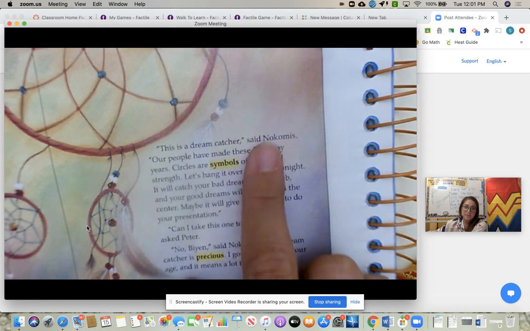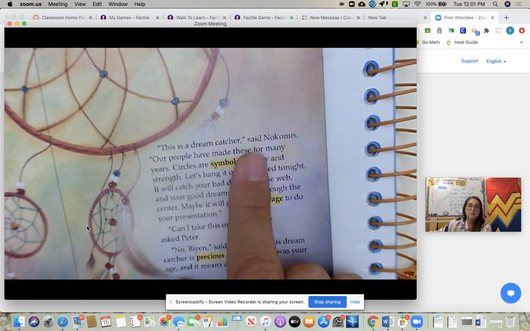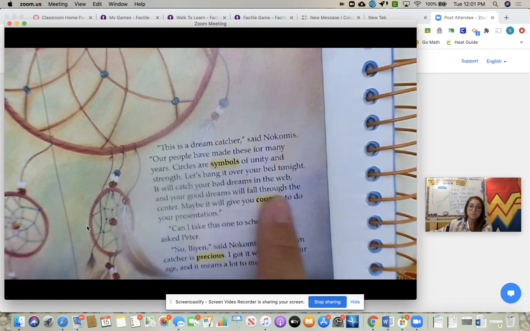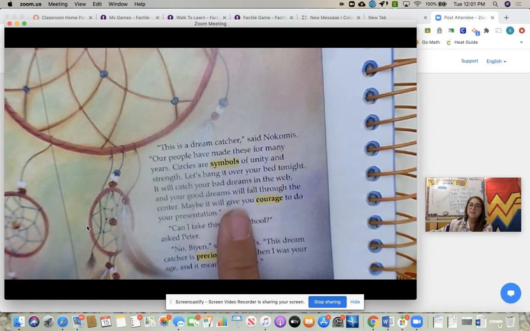This is a dream catcher, said Nokomis. Our people have made these for many years. Circles are symbols of unity and strength. Let's hang it over your bed tonight. It will catch your bad dreams in the web, and your good dreams will fall through the center. Maybe it will give you courage to do your presentation.